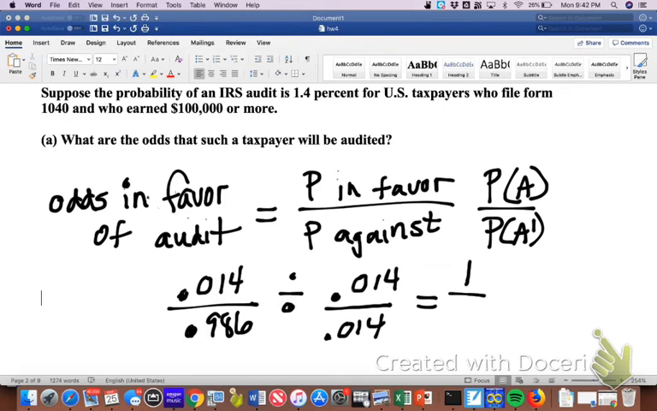So if I do 0.986 divided by 0.014, I get, rounded, 70.43, which is pretty close. That's why I'm going to use my little squiggly marks to 1 over 70. Thus, what I would actually type into my homework question, where it's got the 2 little blanks, I would type in a 1 and a colon and a 70. So this right here is what I would actually type into my homework for part A, what are the odds that the taxpayer will be audited?